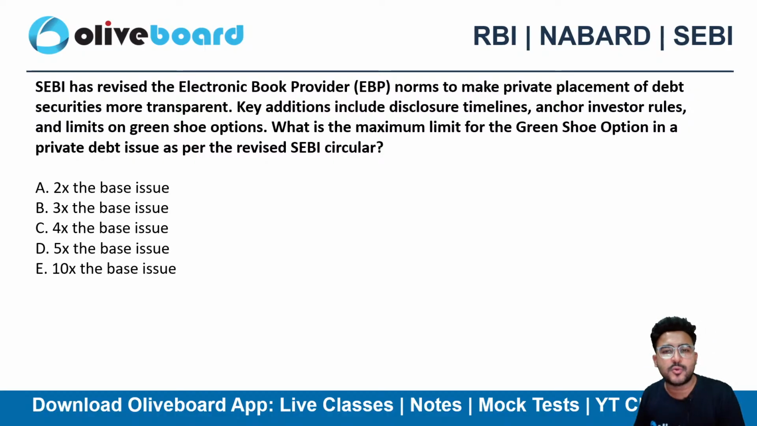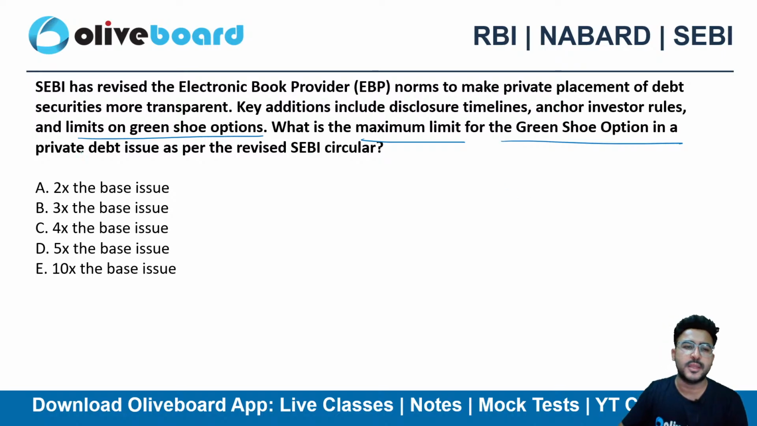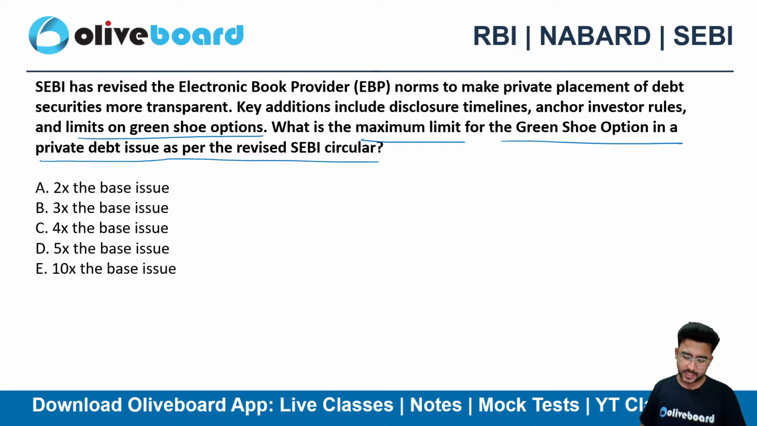Key additions include disclosure timelines, anchor investor rules, and limits on the green shoe option. What is the maximum limit for the green shoe option in a private debt issue as per the revised SEBI circular?